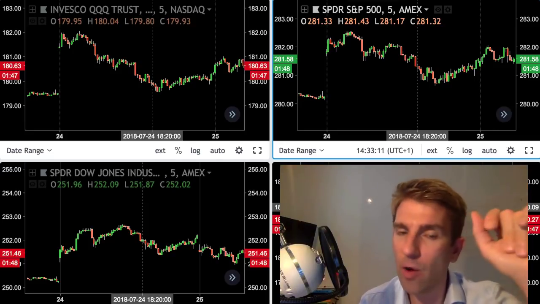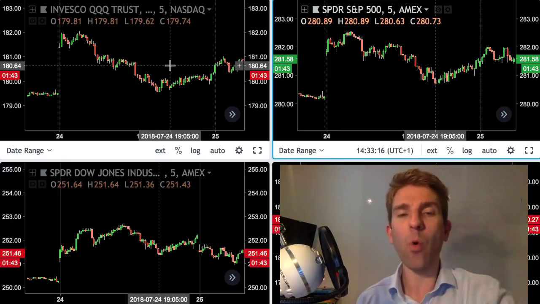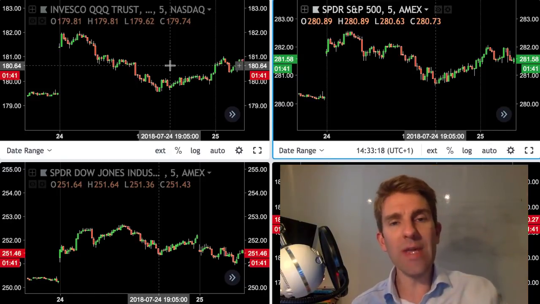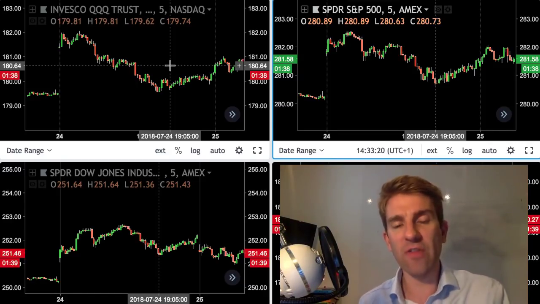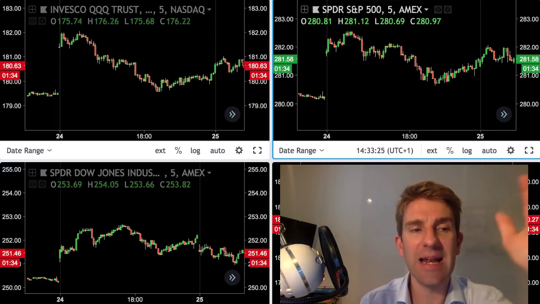But how we trade it is this: we wait to see if one is specifically weaker than the other two or stronger than the other two, and we do that by looking at divergence across the charts. Let's have a look and see.